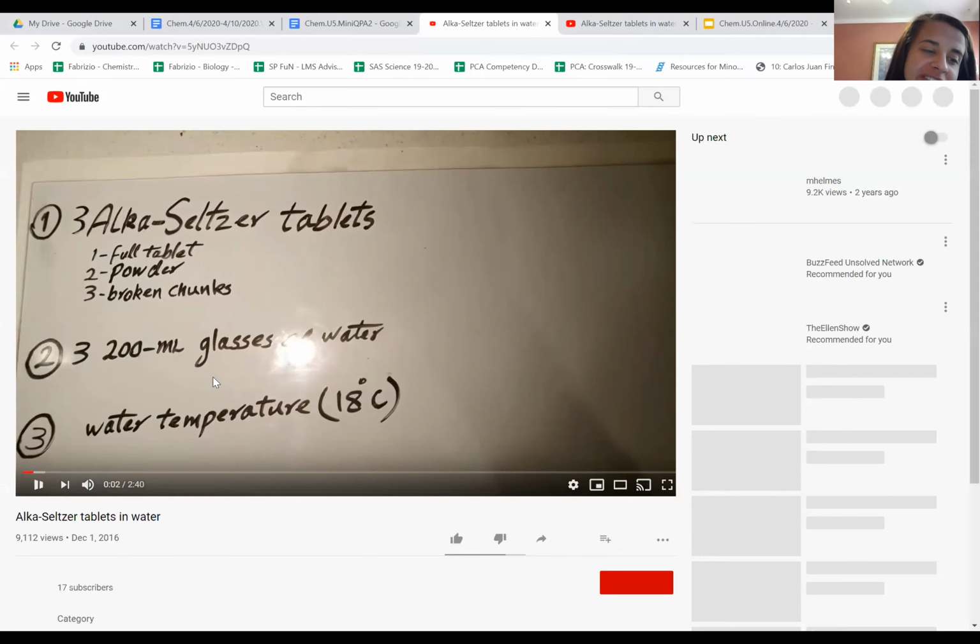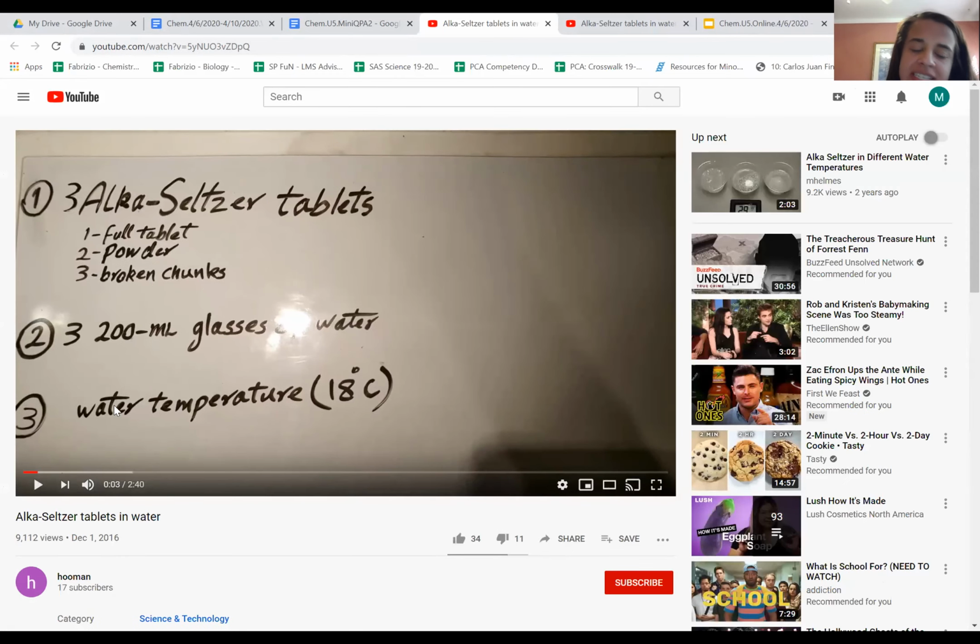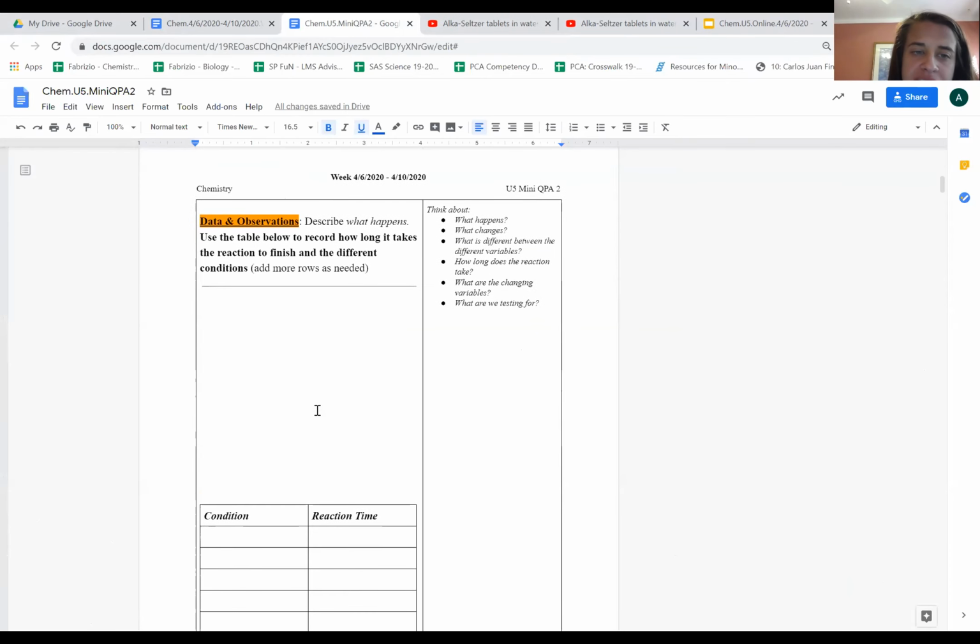So what are the conditions? He has 3 200 milliliter glasses, the water temperature is 18 degrees, stuff like that. So give me specifics like that. Then you can move on to the data and observation.